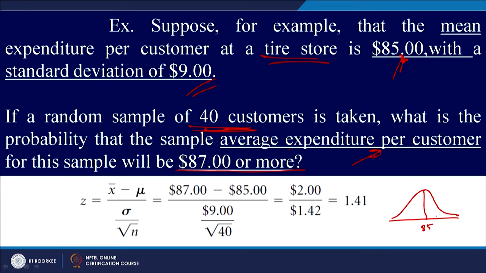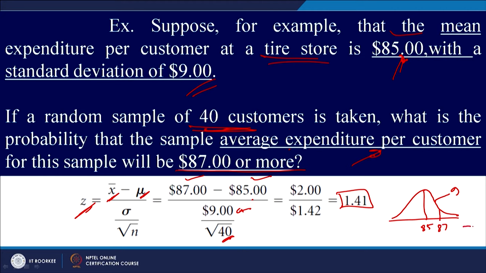Mean is 85, standard deviation is 9, right. So first of all, calculate the z value, x bar minus mu. So this is your sample mean, isn't it? This is your population mean, which is given as 85. So 87 minus 85 divided by 9 over square root of n, where n is 40, right. So this becomes 1.41. In fact, what we want is the average expenditure per customer for this sample to be 87 or more. So is 87 towards the right side or left side of this? It is towards the right side, right. So let us write 87 here, right.